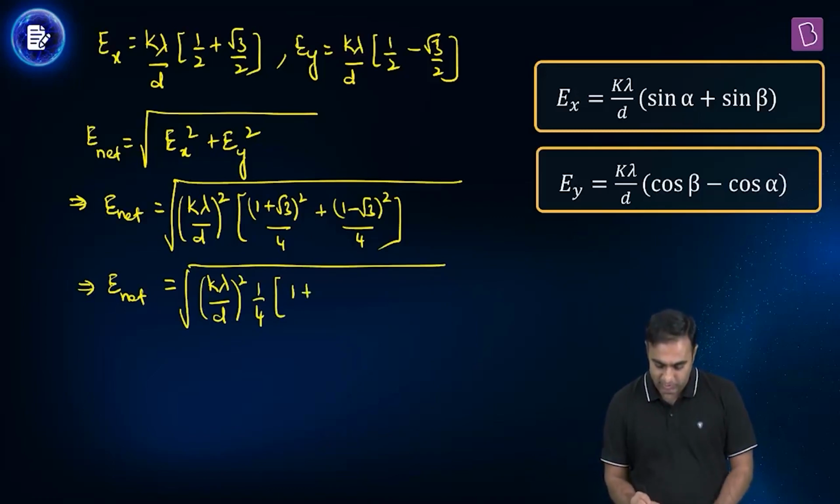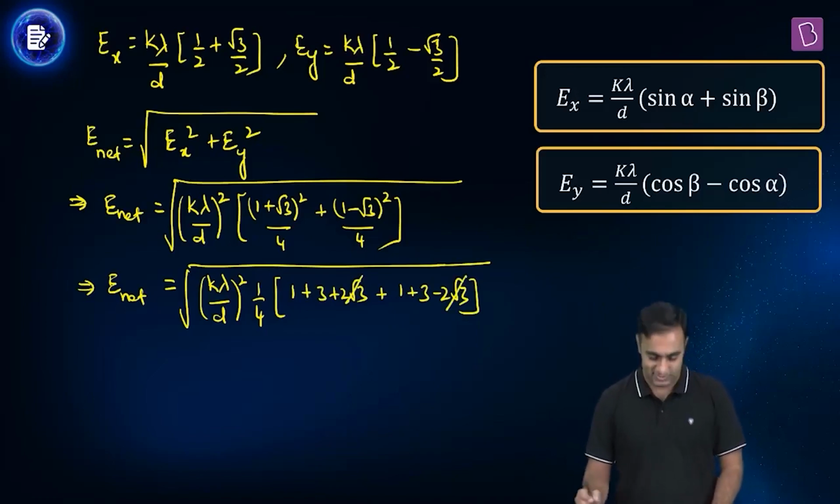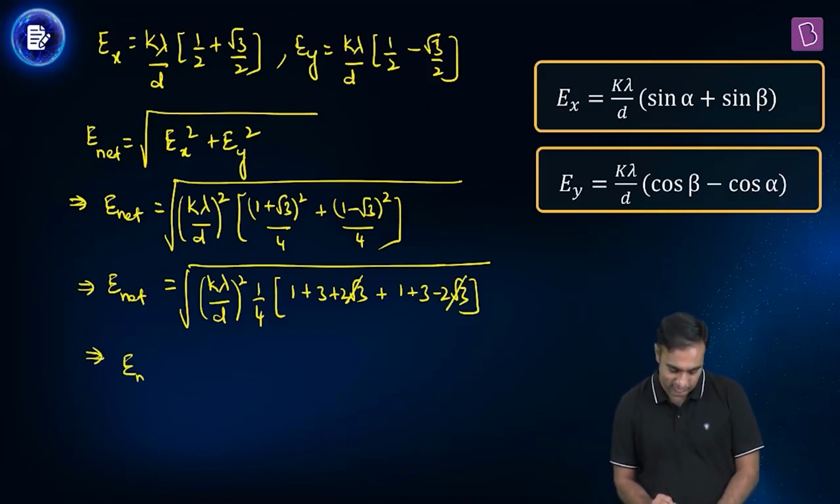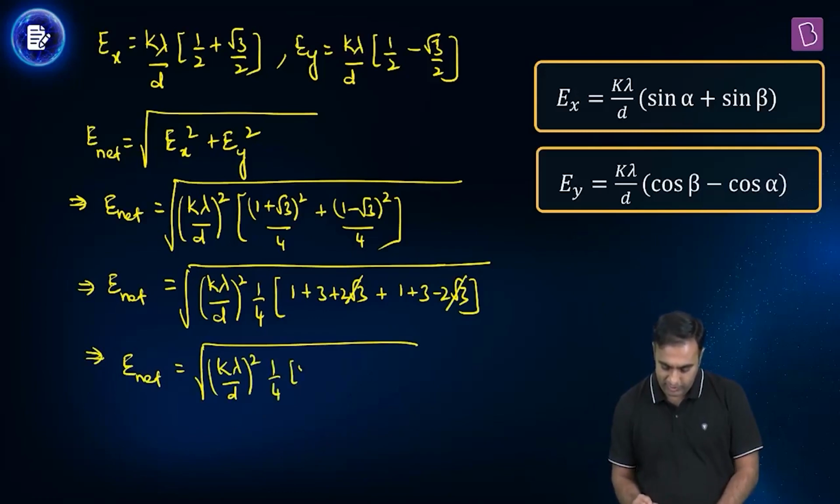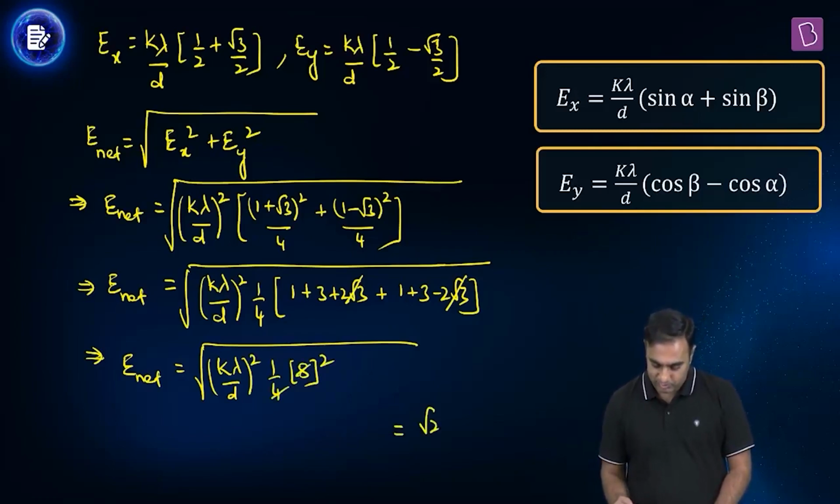You will have 1 plus 3 plus 2 root 3 plus 1 plus 3 minus 2 root 3 here. 2 root 3 and minus 2 root 3 will go away. What do you get? You get square root of (k lambda by d) whole square into 1 by 4 into 8. Simplify that and you get your final answer to be root 2 k lambda by d. That is your E net value.